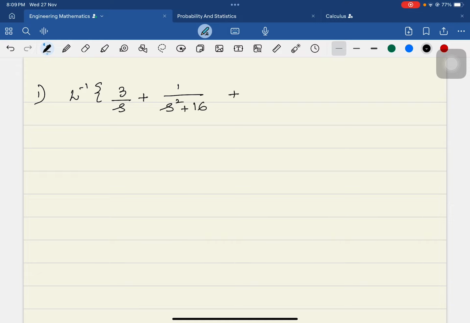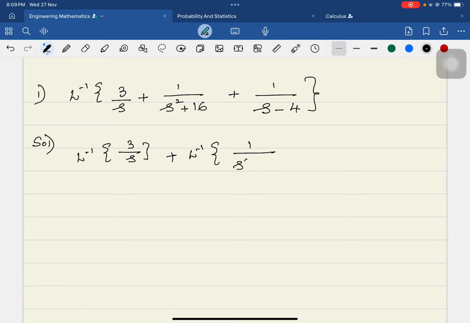Let us see this as L inverse of 3 over S plus 1 over S square plus 16 plus 1 over S minus 4. We have to find the inverse transformation of these functions. So we split it as L inverse of 3 over S plus L inverse of 1 over S square plus 16 plus L inverse of 1 over S minus 4.